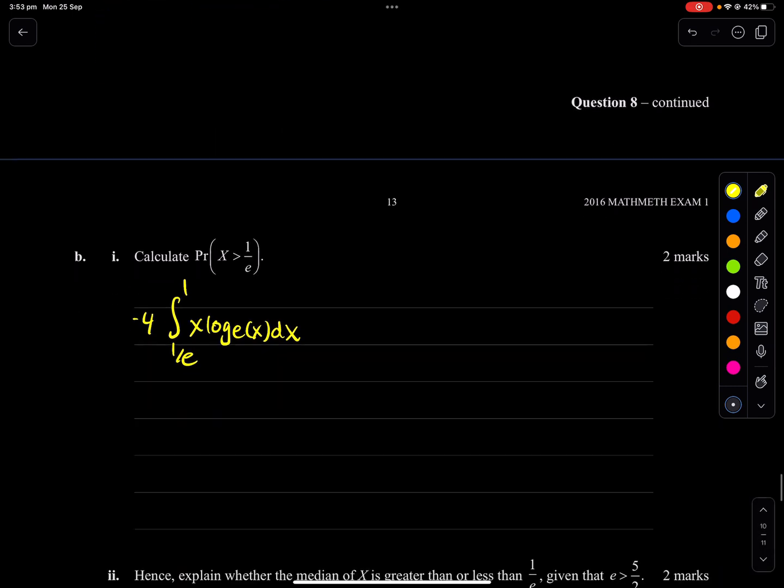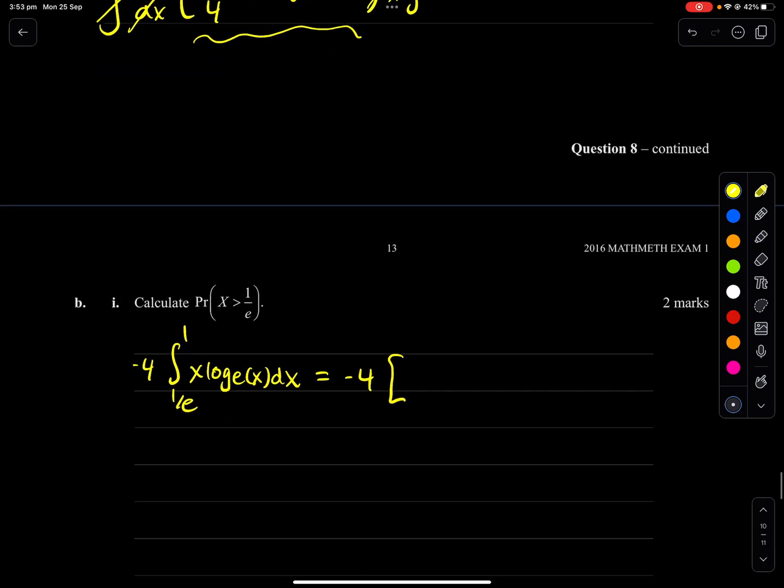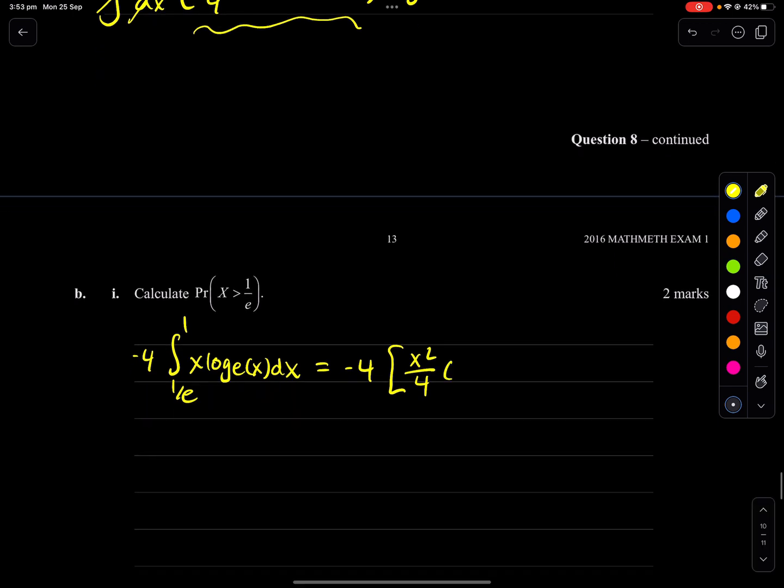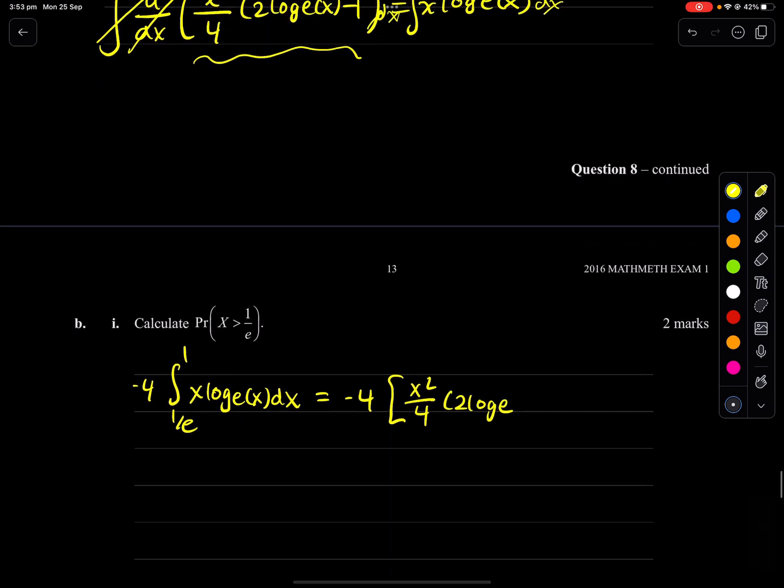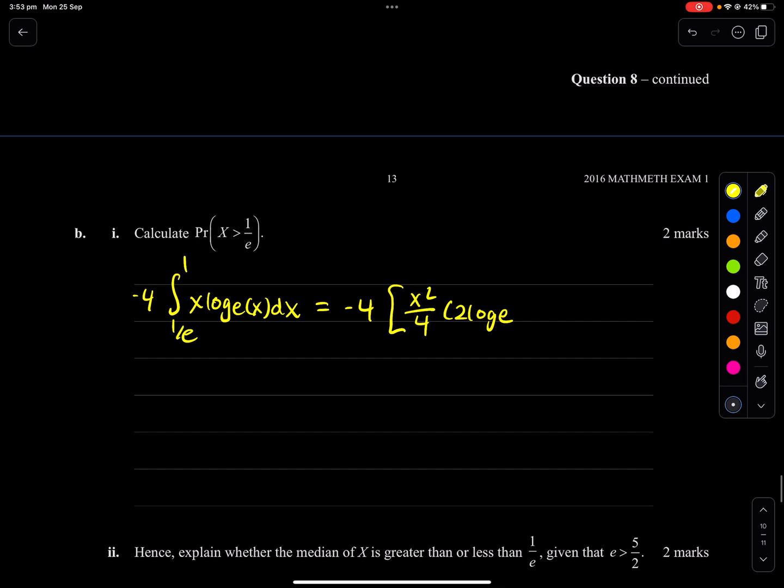So now we can just say it equals negative 4 of x squared over 4, 2 log e x minus 1.